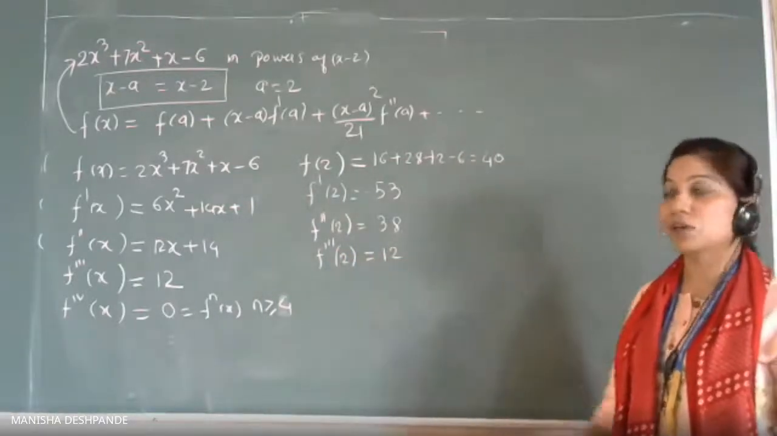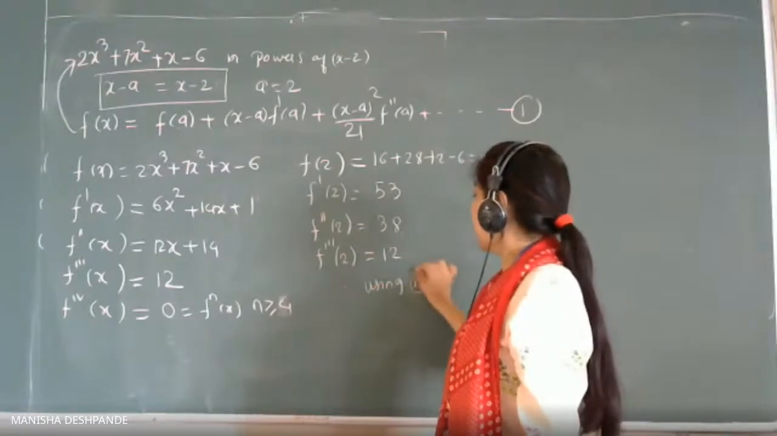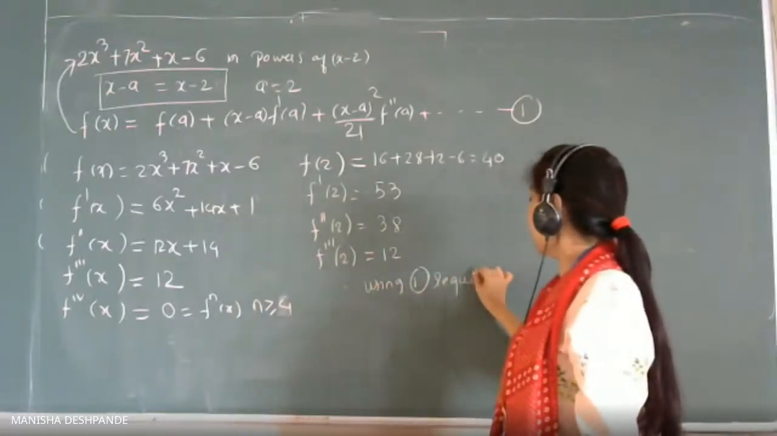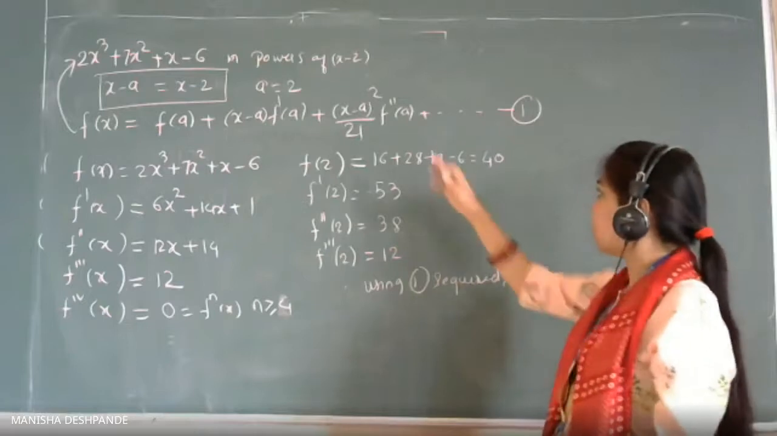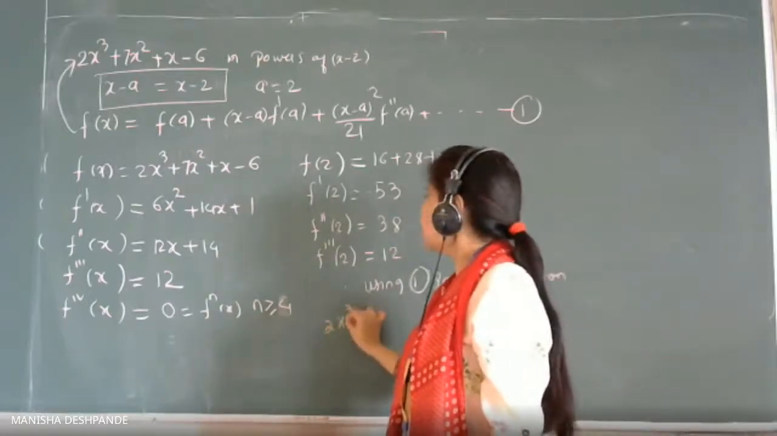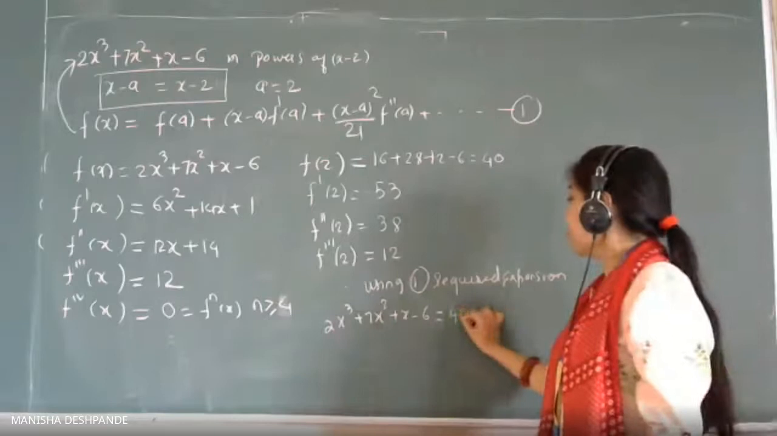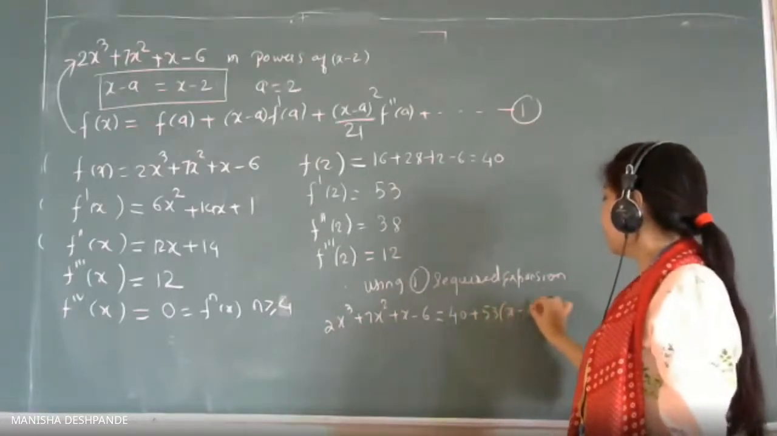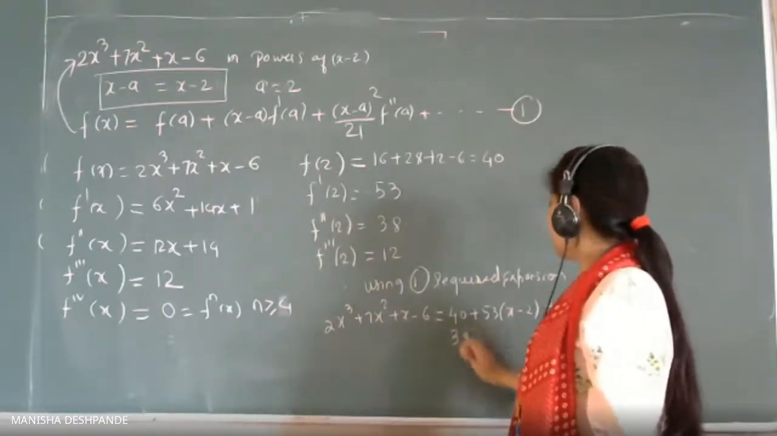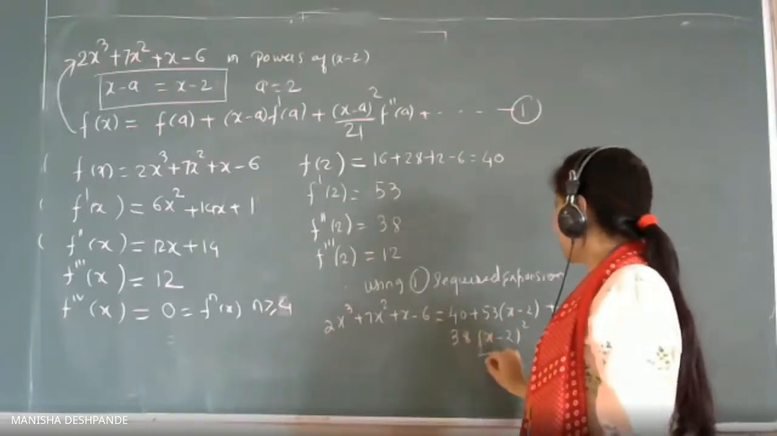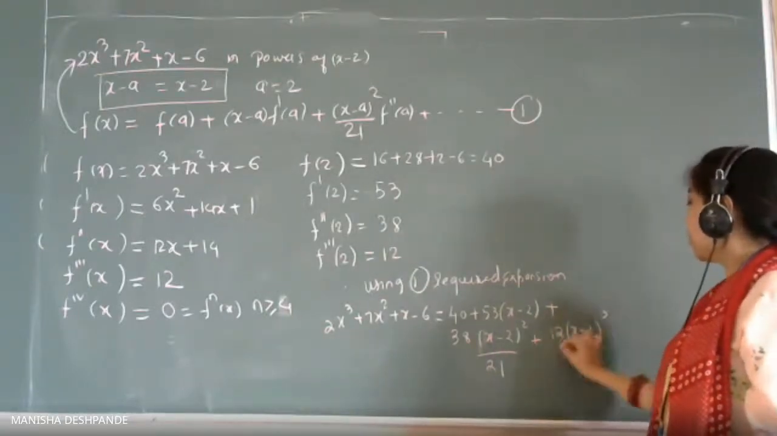And therefore, using the expansion, the required expansion will be, just substitute the values. 2x cube plus 7x squared plus x minus 6 will be equal to f of a, 40, plus 53 into x minus 2, plus f double dash, 38 into x minus 2 the whole square divided by 2 factorial, and plus 12 into x minus 2 cube divided by 3 factorial. That's your answer.